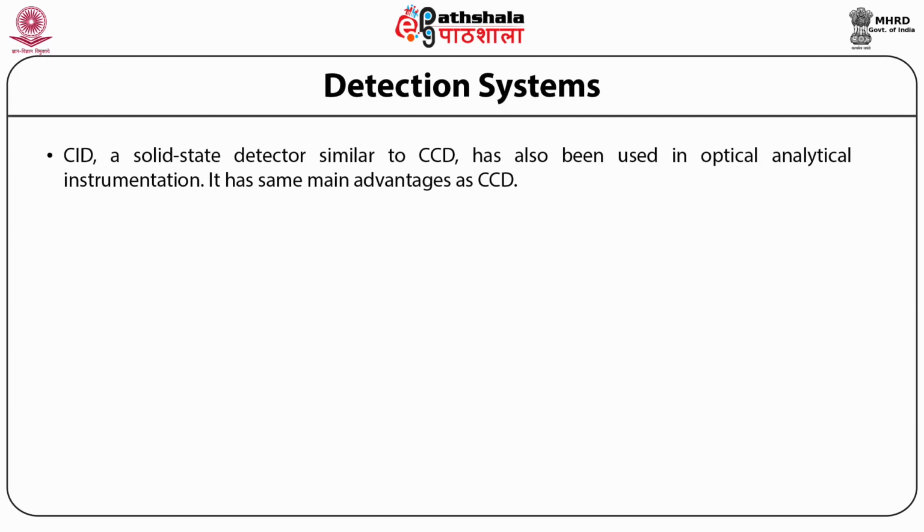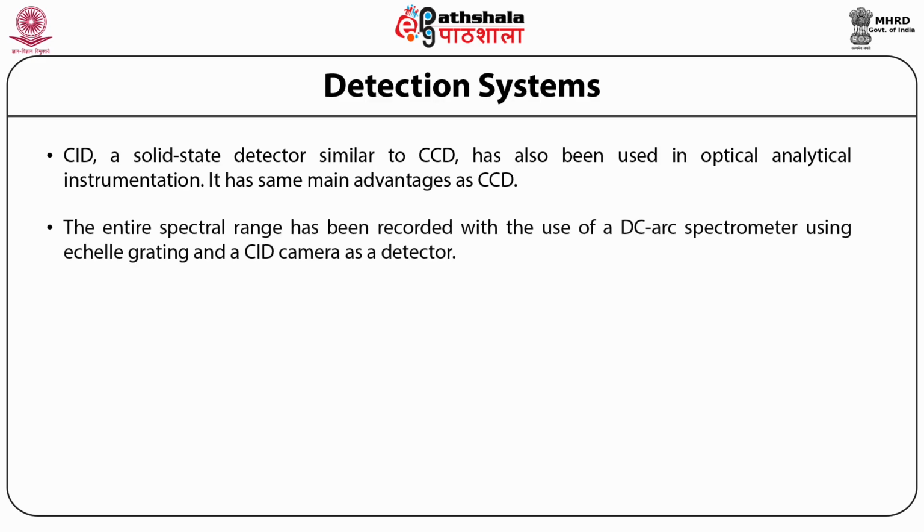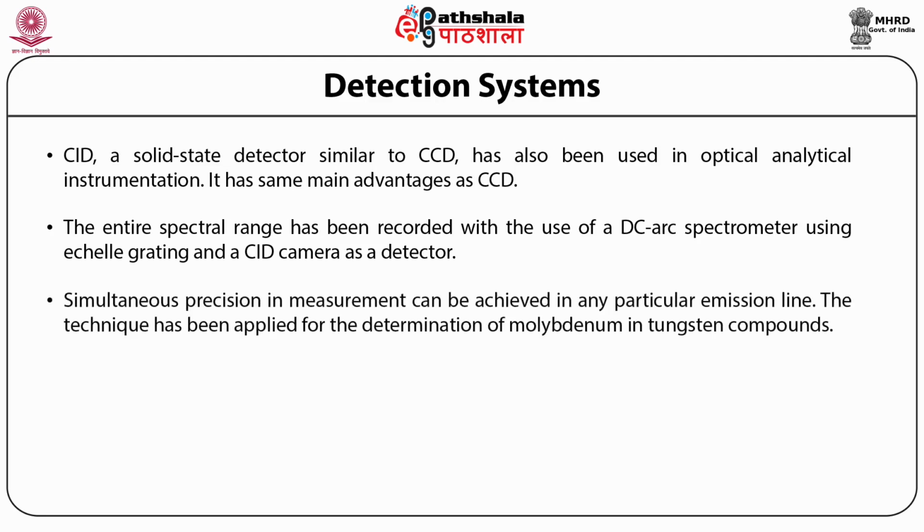CID, a solid-state detector similar to CCD, has also been used in optical analytical instrumentation. It has the same main advantages as CCD. The entire spectral range has been recorded with the use of a DC arc spectrometer using Echelon grating and a CID camera as a detector. Simultaneous precision in measurements can be achieved in any particular emission line. The technique has been applied for the determination of molybdenum in tungsten compounds.